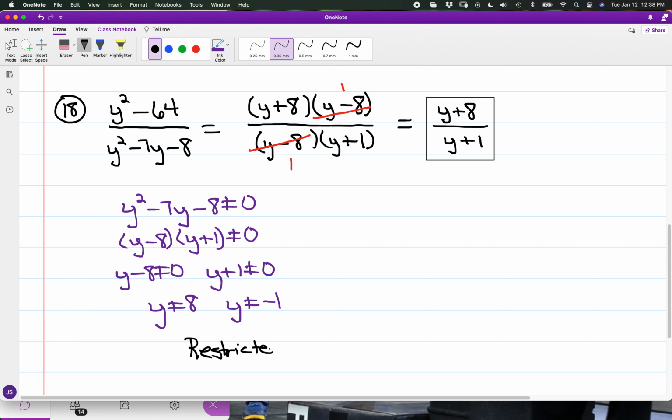So for the restricted values, you're just identifying what is excluded in the variable we're working with. So again, we have the restricted values: 8 as well as negative 1.